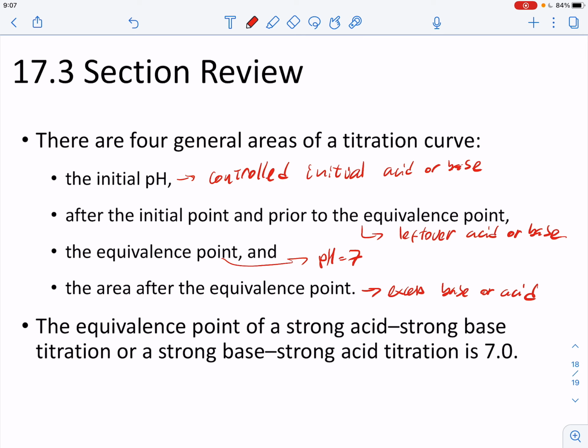The important thing to remember for a strong acid, strong base titration is that at the equivalence point, the pH is going to be 7, and that's going to be always.